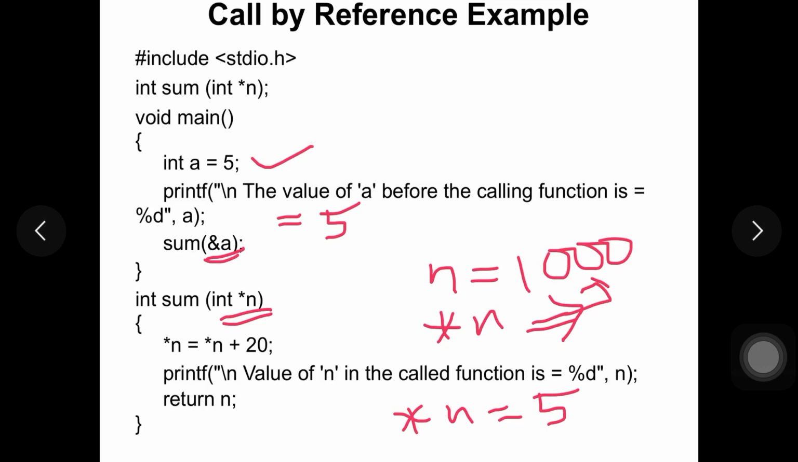Okay, now you are making some changes to that variable. So star n is equal to star n, that is 5, plus 20, which is finally 25. So star n will now be 25. So finally you are affecting the variable in the main function also. Now star n equal to 25 means what? Star n is pointing to the value at location 1000. So a will also change to 25, and the value we had written in a, which was 5, is erased now. So this is a call by reference example.